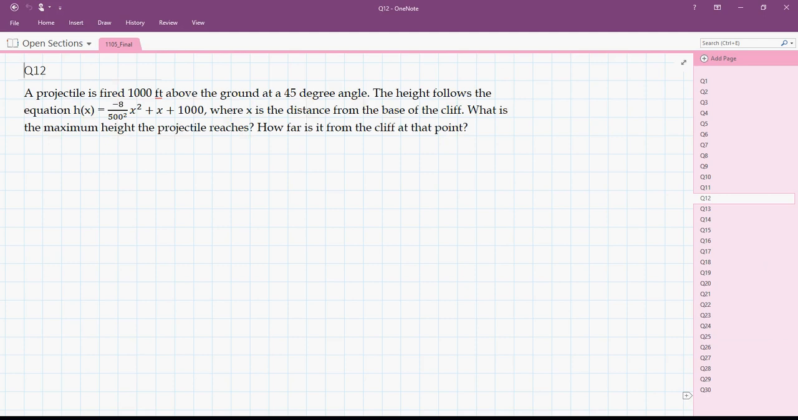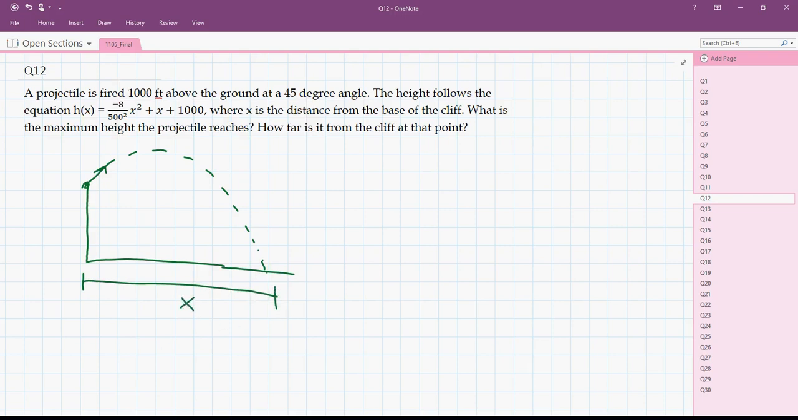What is the maximum height the projectile reaches? How far is it from the cliff at that point? So if we had to draw this, it looks something like this. And we shoot it off here, and then eventually it hits the ground. So this would be our x variable, and this would be our h variable.